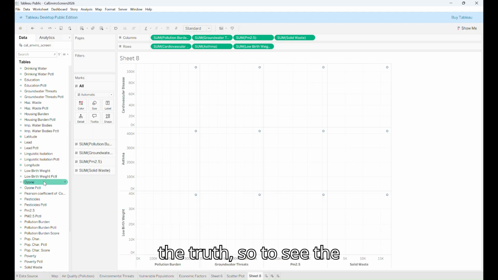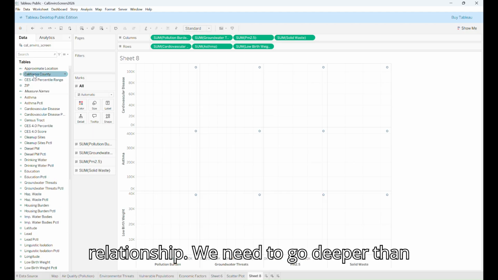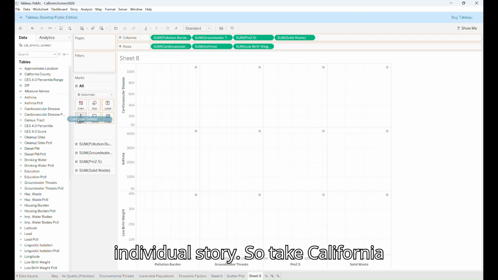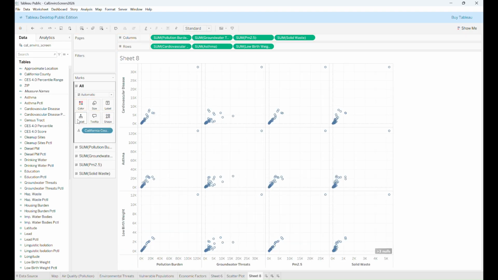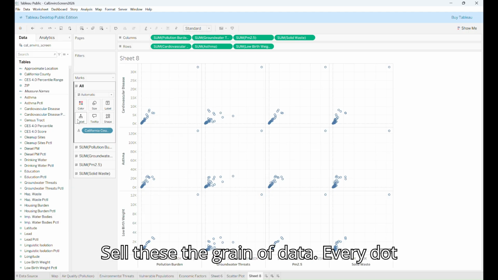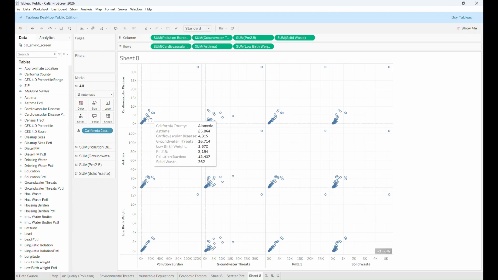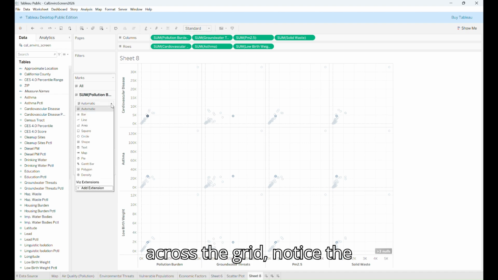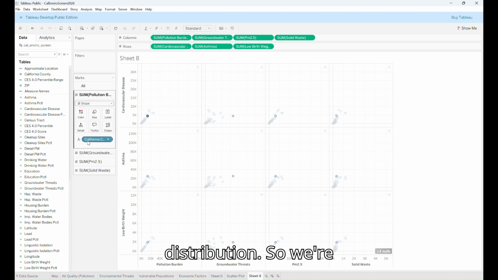To see the relationship, we need to go deeper than just the average. We need to see every individual story. So take California County to details. This is the grain of the data: every dot you see represents a specific community. As the dots bloom across the grid, notice the distribution.